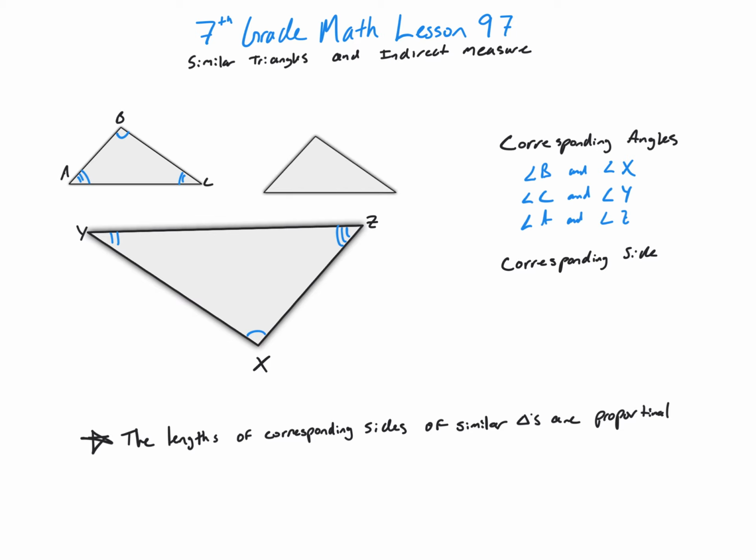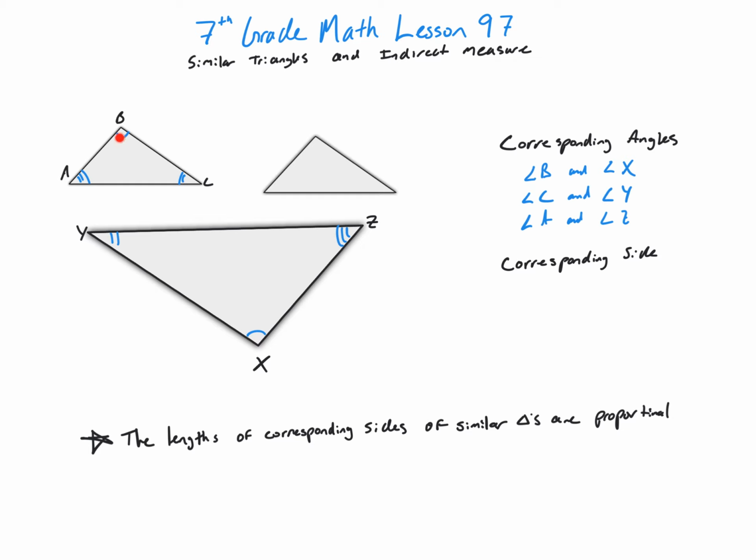So notice those angles are congruent to each other. This one's the same measure as this one, this one's the same as this one, and that one's the same as that one. So these are what we call corresponding angles. Corresponding sides are the sides that correspond to each other. And we can use this information we already have.